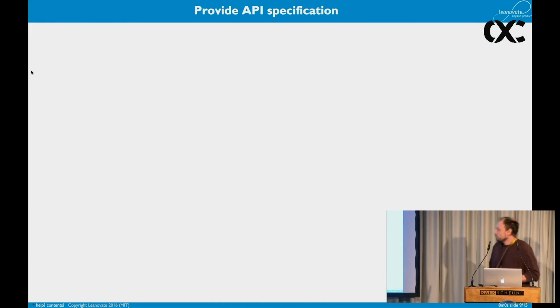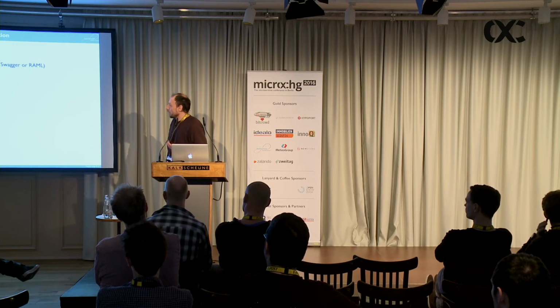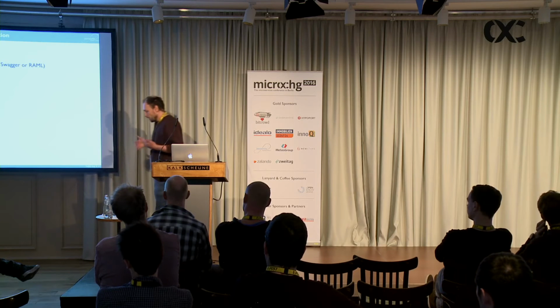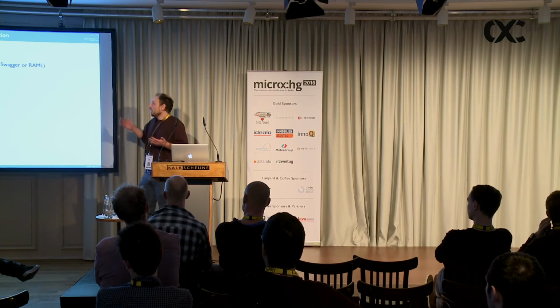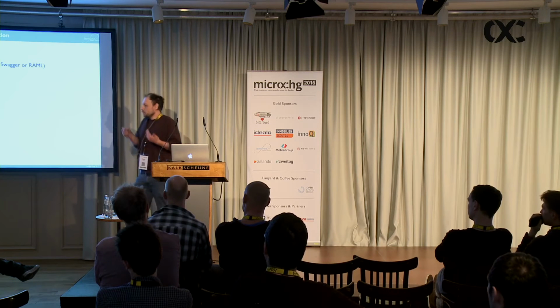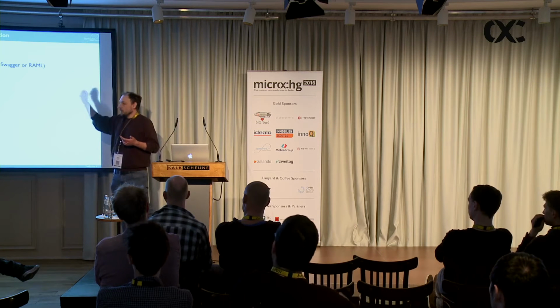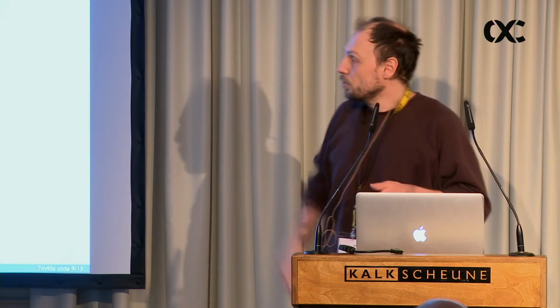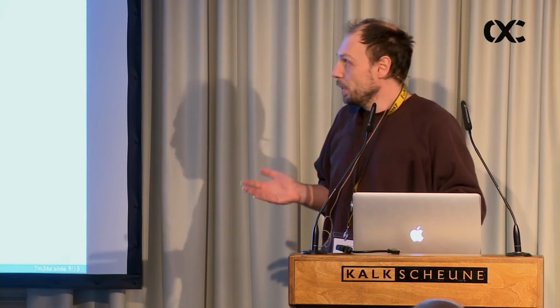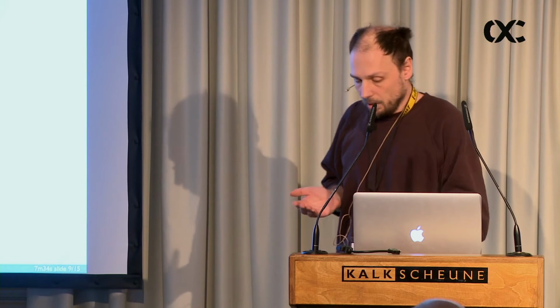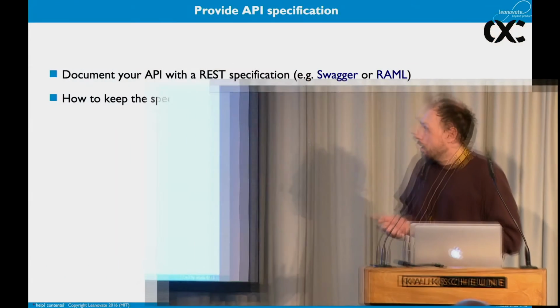So the next part: provide an API specification. There are or there were several ways to document REST APIs. I think what it boils down to right now is Swagger or RAML, in my opinion. There might still be something like WADL or something, but I think Swagger or RAML are the most sophisticated tools right now to document REST APIs in a clean way.